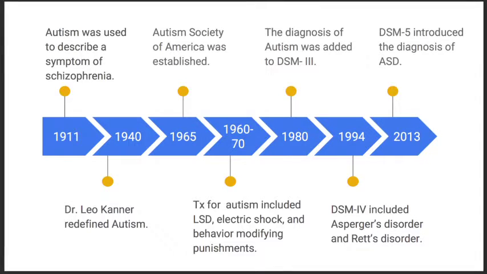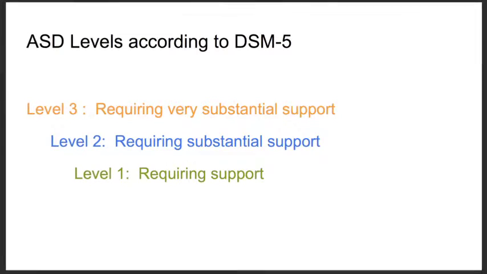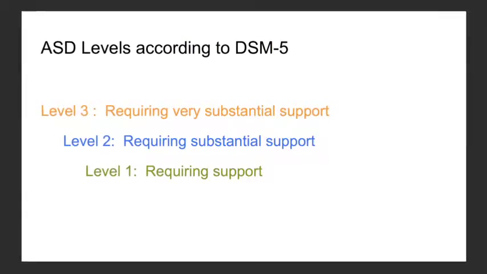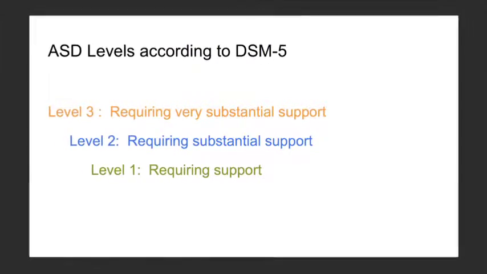The DSM-5 has 3 levels for autism. Level 3 is the most severe, and Level 1 is the most functional.